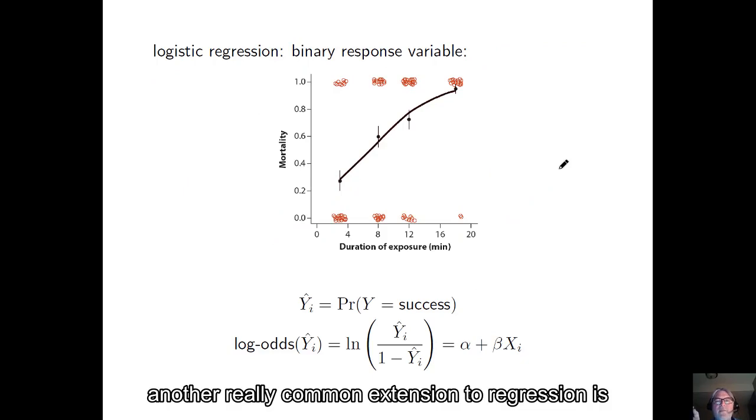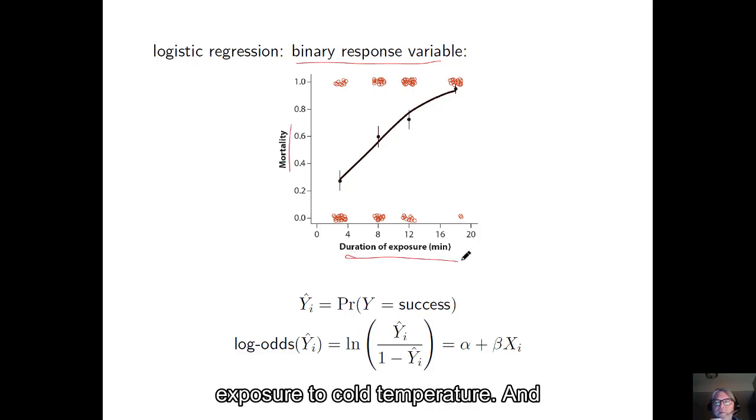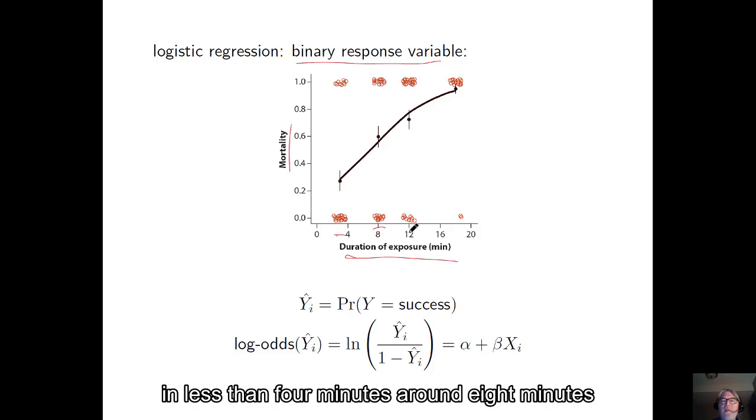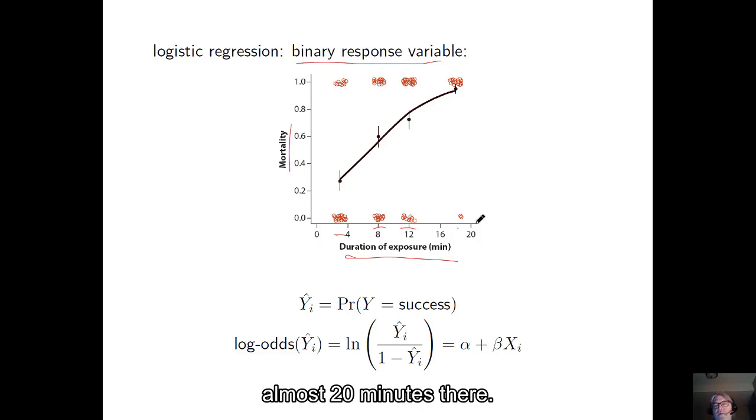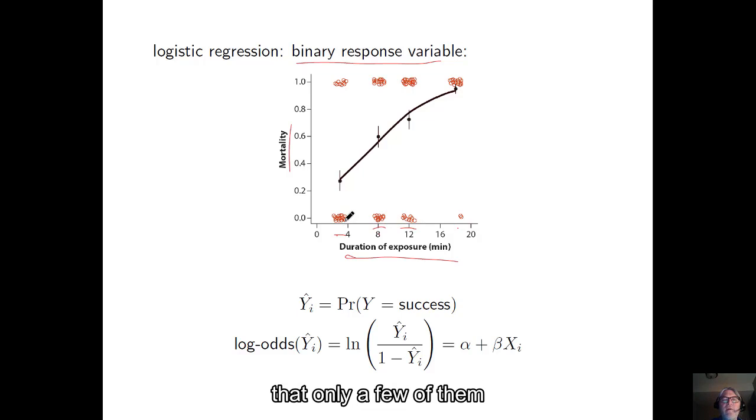Another really common extension to regression is when you have a binary response variable that you'd like to explain. So this is a sort of morbid example in your book of looking at mortality of guppies as a function of the duration of exposure to cold temperature. And so there was some data on brief exposure, less than 4 minutes, around 8 minutes, around 12 minutes, and almost 20 minutes there. And these are the data points in red, so you can see that only a few of them died. So it's a response variable, so all the data would be death or no death, so 1 or 0. Most of them survived at that short exposure to cold.